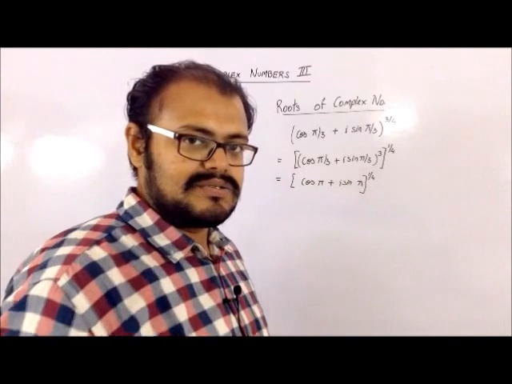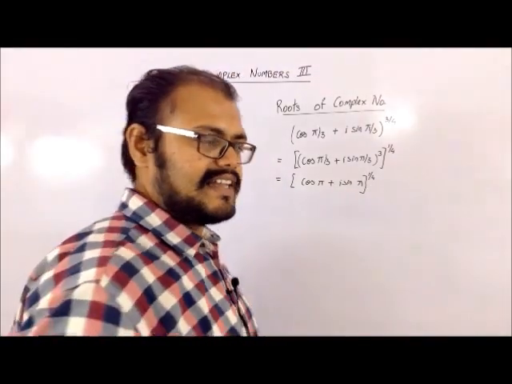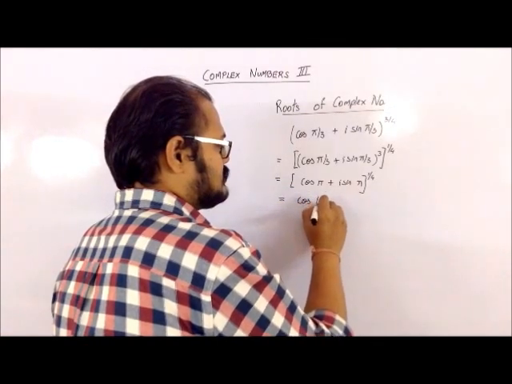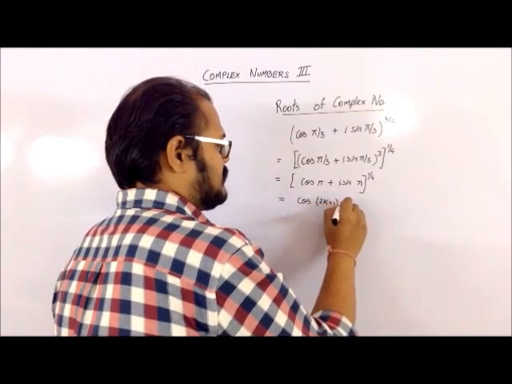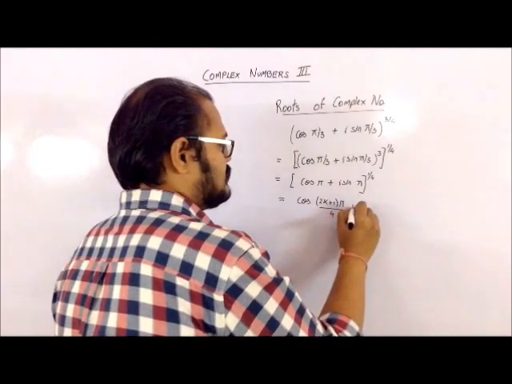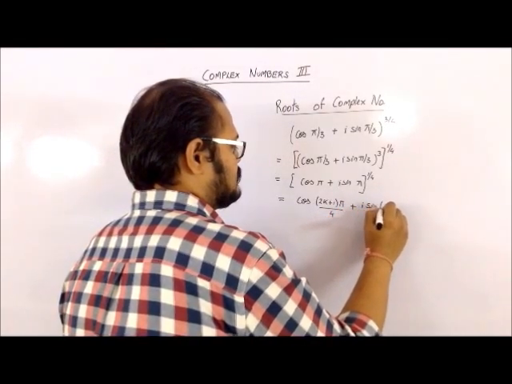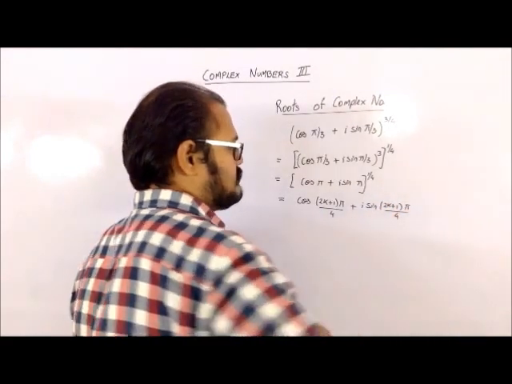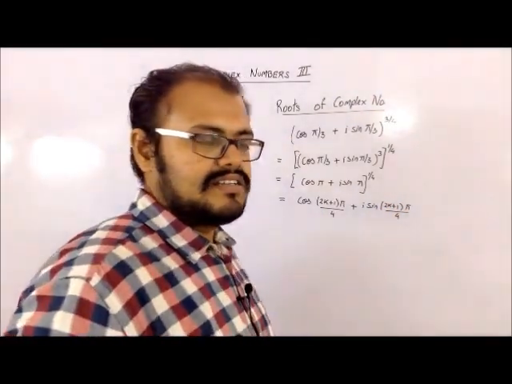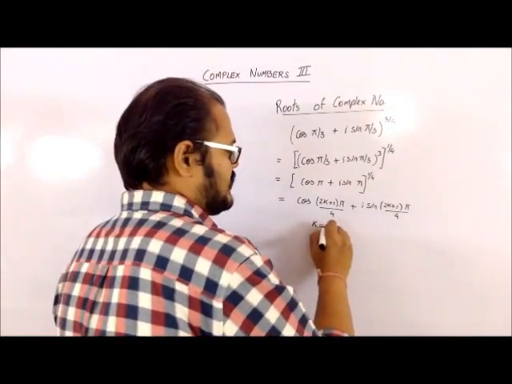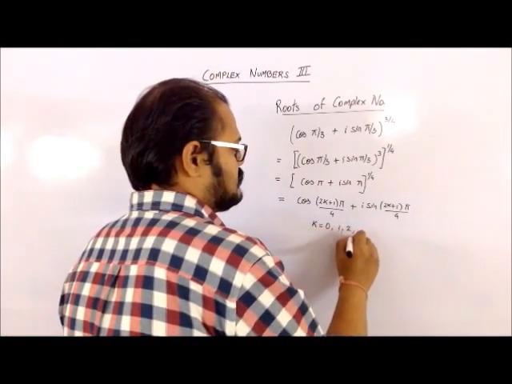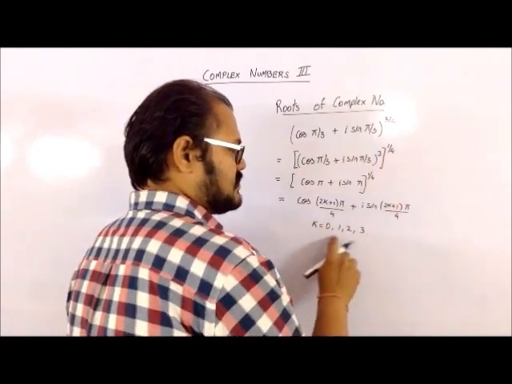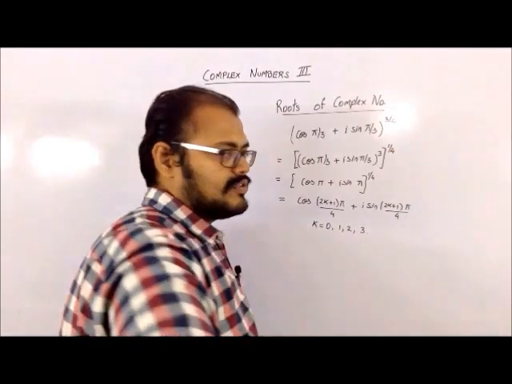Now I am finding the root, so I have to generalize it and then find it. After generalizing, I get cos of (2k plus 1) pi by 4 plus i sin of (2k plus 1) pi by 4. So I can have my values of k as 0, 1, 2 and 3. For a 4th root of a number, you will get your 4 roots from this.